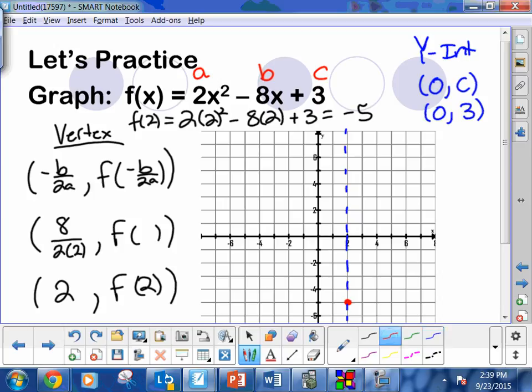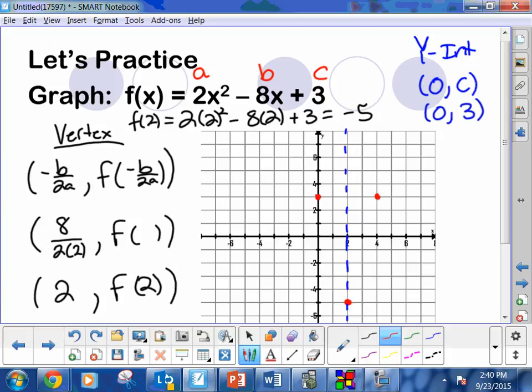Now, I'll be able to plot that as well to help me in my 5 points. But I get a bonus on the other side too. So I get 3 points now. I have the axis of symmetry to assist me to know that I have another point over there. So lovely so far. The last thing I need to do, once I find the y-intercept, is move over to the x-intercepts.